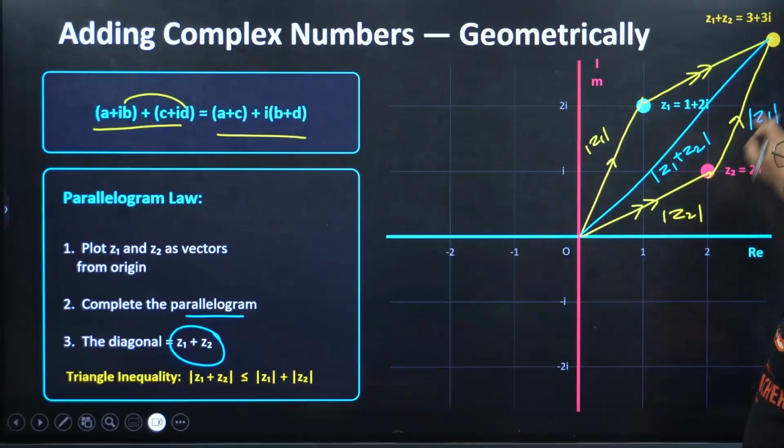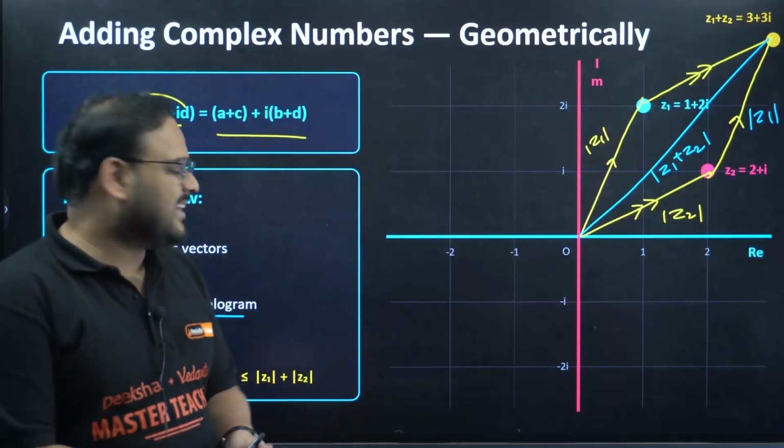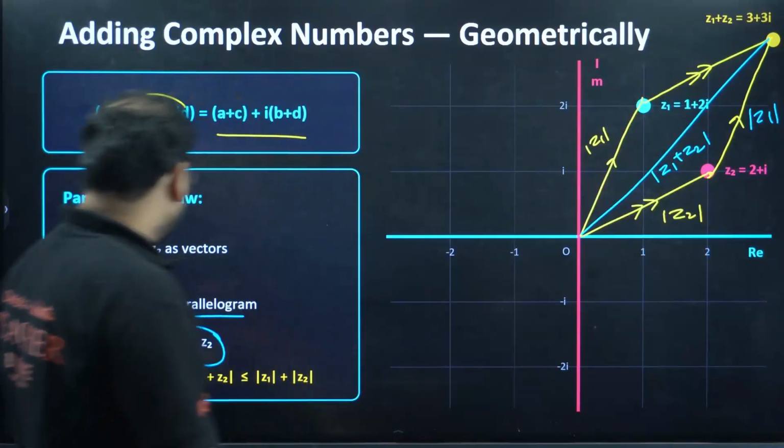So these two are different sides, and this is the third side. So any one side will be what? Either less than or equal to the sum of the two other sides of a triangle. That's why it's called the triangle inequality.